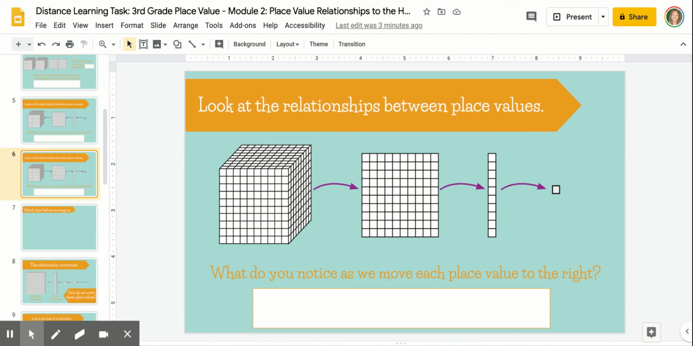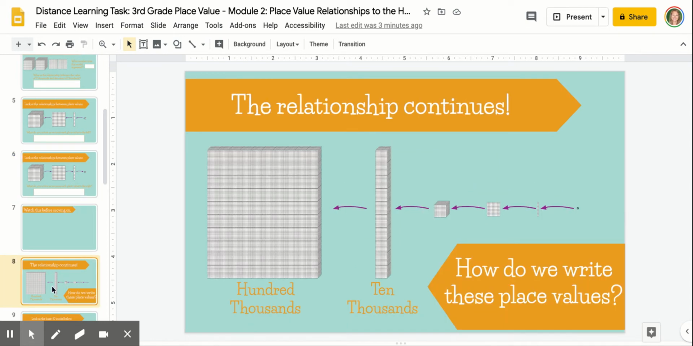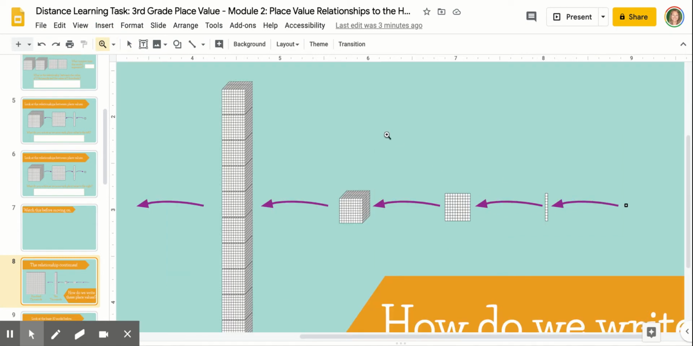Hey there! We left off where we were looking at the relationships between the units, the tens, hundreds, and thousands place. Now what I want to do is talk about how this relationship could continue. So what I did here, I'll zoom in a little bit. I took our place value blocks that we're used to working with, and I shrunk them down to be super tiny so that you could see the relationships as we go up in place value.